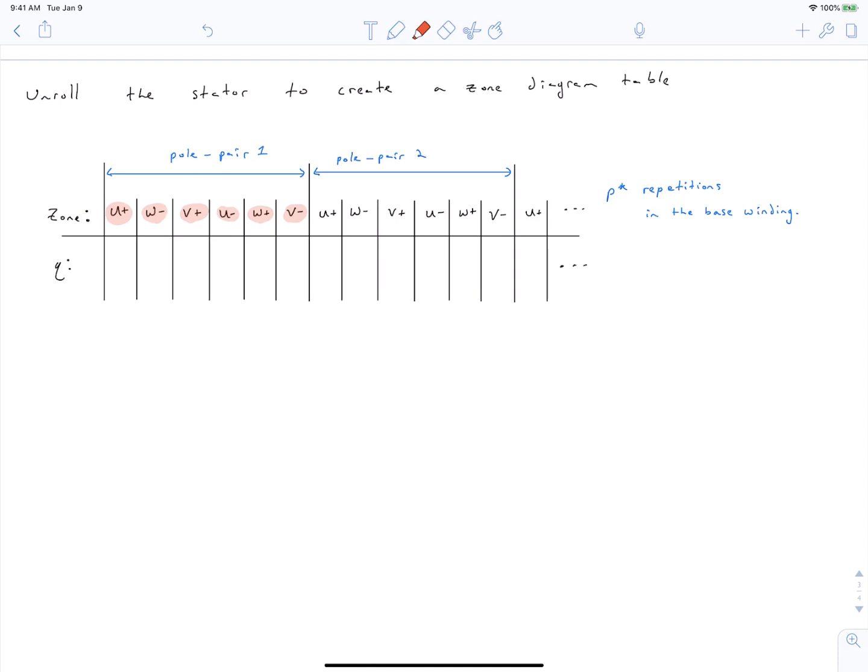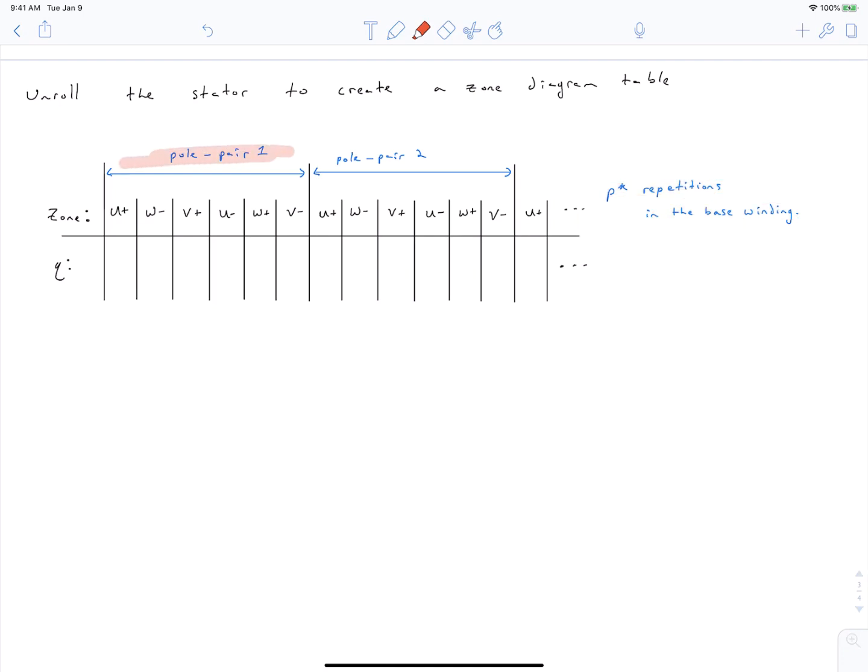We go U plus, W minus, V plus, U minus, W plus, V minus, and that spans one set of poles of the machine. And then we repeat this for the second set of poles, and we keep repeating this so on and so forth all the way until we make a complete revolution around our stator. Or what we can do to save time and effort, and I highly recommend this, is that we only do this for the base winding length. So oftentimes these single layer windings are used for very high slot and pole count, and you can save yourself a lot of time and effort by only laying out a single base winding and then realizing that the base winding repeats until you have got the complete stator winding.